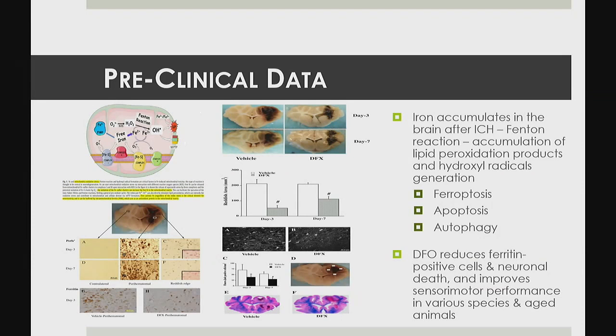The iron is toxic to the brain because it enters into a series of chemical reactions leading to oxidative stress and cell death through a variety of mechanisms: ferroptosis, apoptosis, and autophagy. In animal studies, there have been lots of data with deferoxamine, which is an iron chelator, suggesting that treating the animals with deferoxamine helps, and you can see some of the slides there.